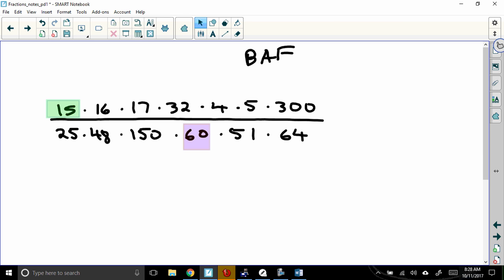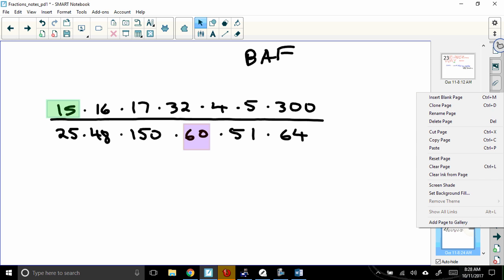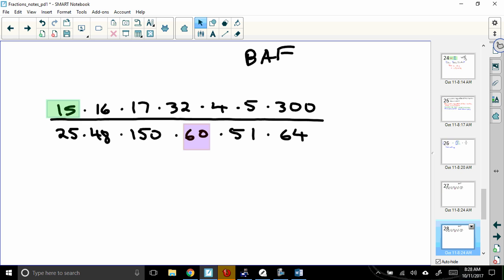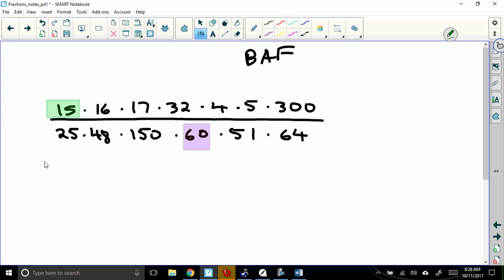Let me go ahead and just take this page, and I'm going to duplicate this page. And hopefully we have enough time to do a couple of these. Okay, but I would cross-cancel the 15 with the 60. So the 15, I'm going to do a strike-through through it. The 60, I'm going to do a strike-through through it. What's my 15 going to turn into? A 1. And what's my 60 going to turn into? A 4.